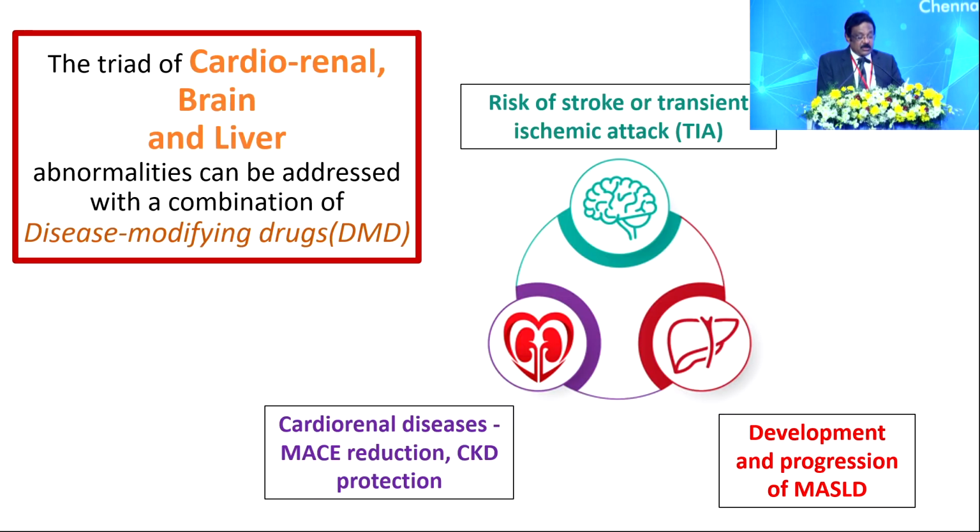So the triad of cardiorenal, brain and liver abnormalities can be addressed with a combination of these disease modifying drugs: pioglitazone, SGLT2 inhibitors and GLP-1 receptor agonists. For the risk of stroke or transient ischemic attack, or the development and progression of MASLD or cardiorenal diseases, MACE reduction, CKD protection, these three disease modifying drugs can be a preferred choice to treat, not only for control of the sugar level but also to alleviate all the cardiovascular and cardiorenal metabolic complications of the patients.